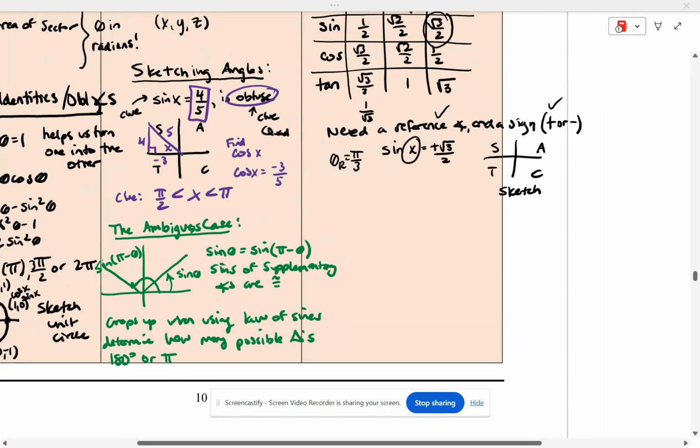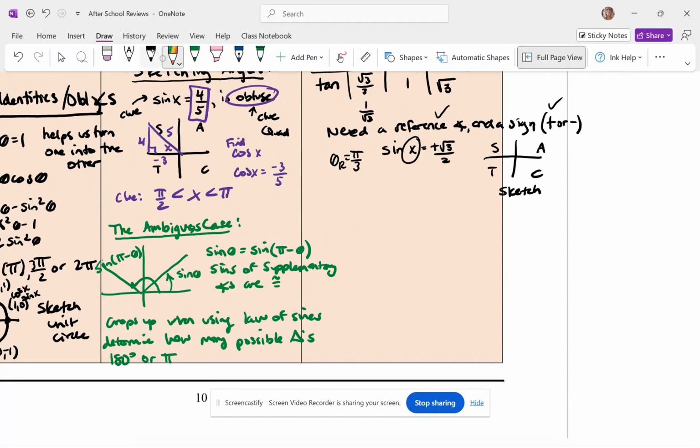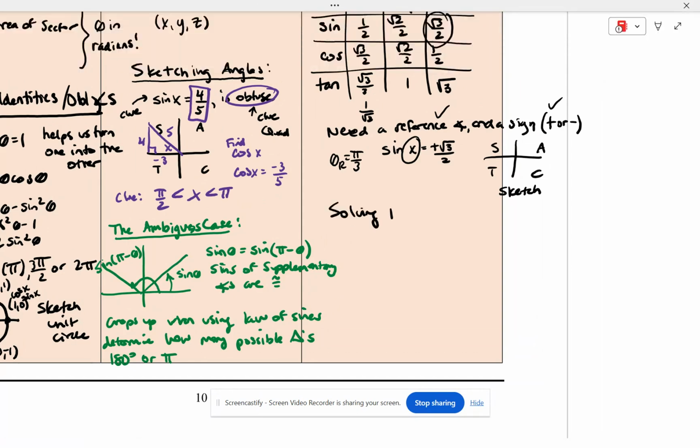What else? We did our common trig ratios chart. Let's do solving trig equations, and then that's the last part for this guy, okay? Solving trig equations. Okay, so when we're solving trig equations, what is it asking? It's asking you what angle makes this equation true. Don't lose sight of that, okay?